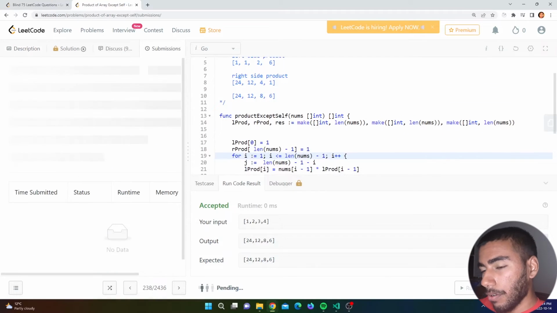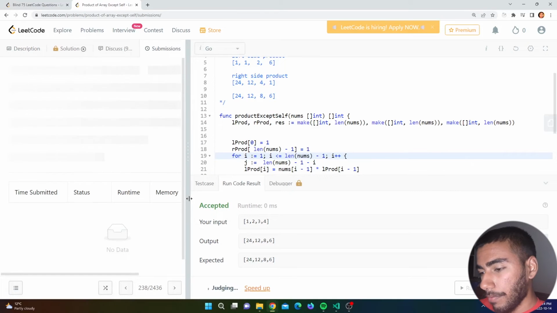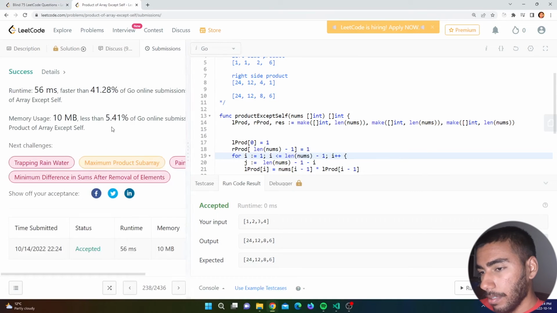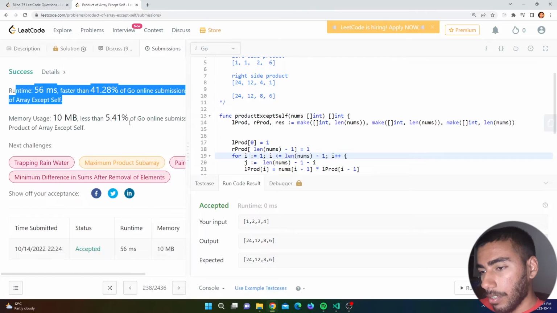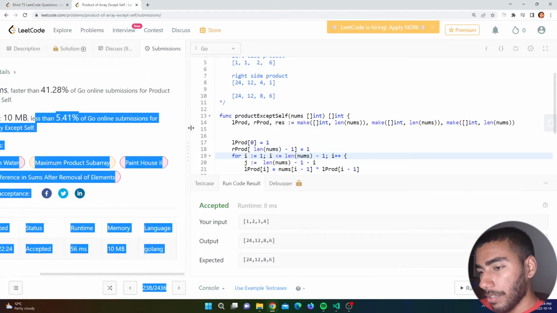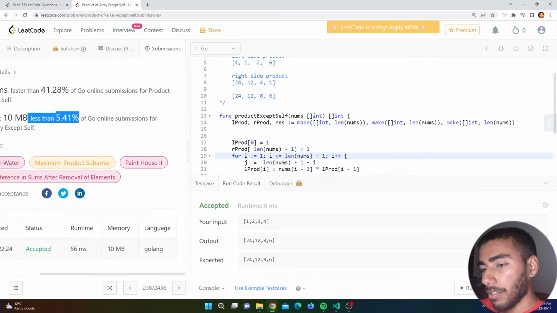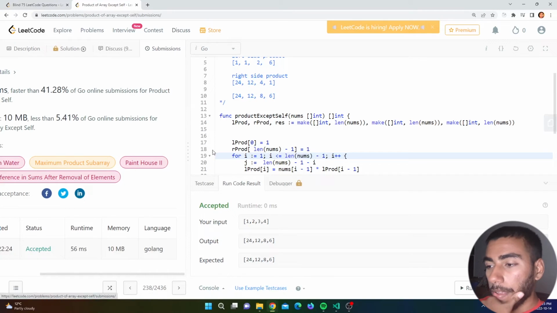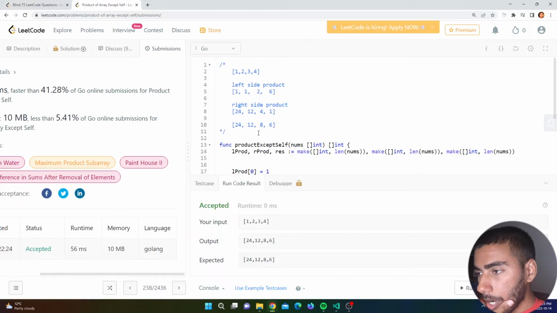Let's submit this code and see if it passes all test cases. Cool, it passes all test cases over here. Faster than 41% and is only 5% more memory efficient than most submissions. And that's this one over here.